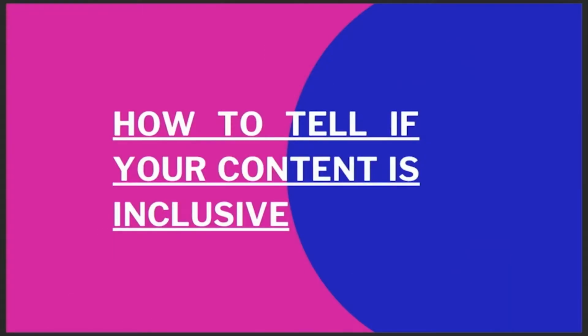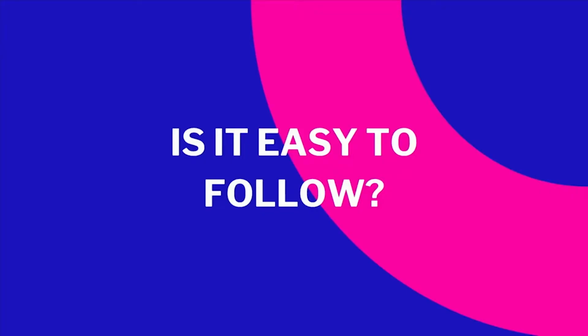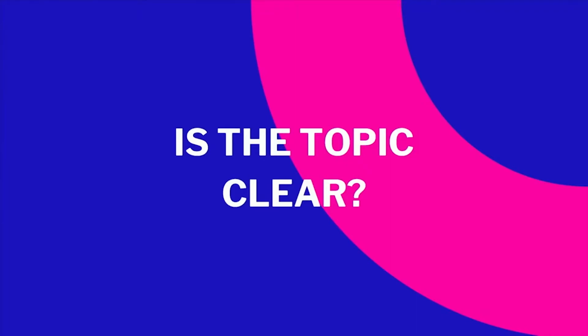So how do you tell if your content is inclusive? I know when I started, I questioned myself a lot, especially when it came to learning a new technology. Is your content easy to follow? Do you give clear direction? If users have to go back and Google what you're trying to say, your content is not inclusive. Is the topic clear? At the end, can a user summarize what you were trying to teach?